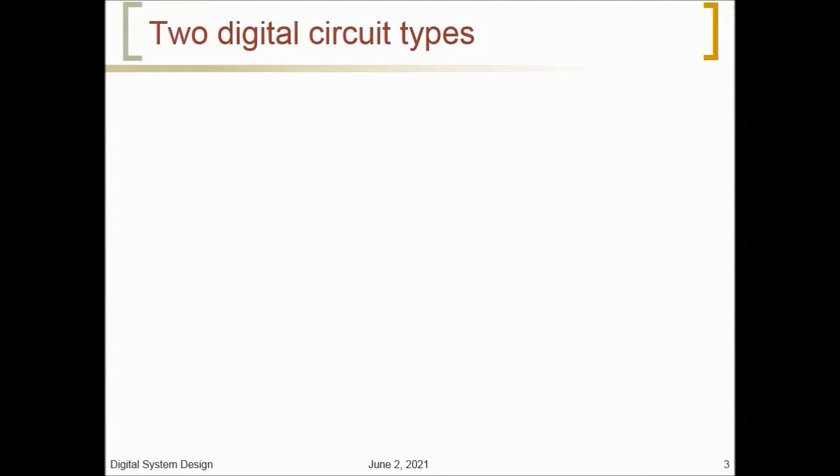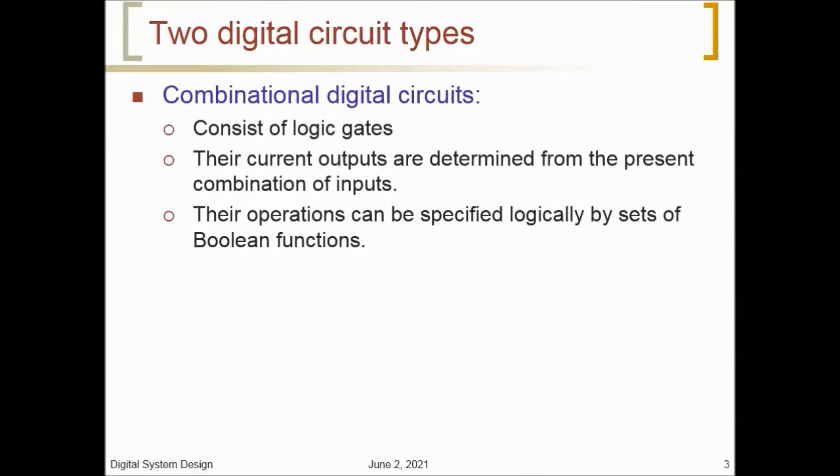Combinational logic. Circuits for digital systems may be combinational or sequential. A combinational circuit consists of logic gates whose outputs at any time are determined from only the present combination of inputs. A combinational circuit performs an operation that can be specified logically by a set of Boolean functions.